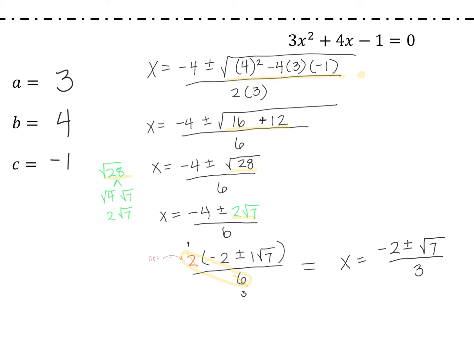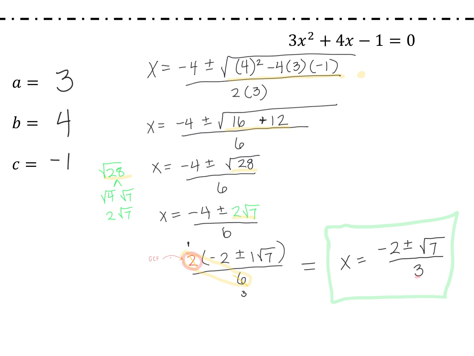Then I noticed that there was a greatest common factor in the numerator of 2, so I factored that out so that the entire numerator and entire denominator would be able to be reduced, because 2 over 6 reduces to 1/3, which is how we got a 3 over here. And our final answer is x equals negative 2 plus or minus radical 7, all divided by 3.